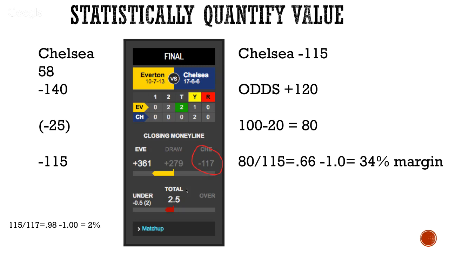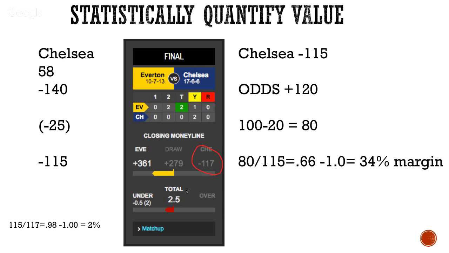So if it's 120, hopefully this doesn't confuse people, you need to subtract again to get it to 100. So to get 120 to 100, you would minus 20. So then 100 minus 20 would be 80. And that's going to be the number we use to figure out our margin. Again, if odds were plus 175, then you would take 100 minus 75, and that would equal 25.